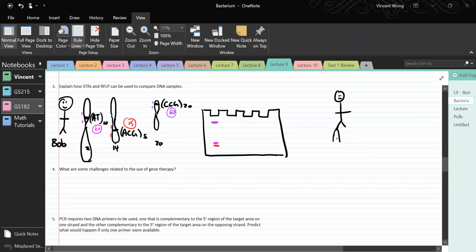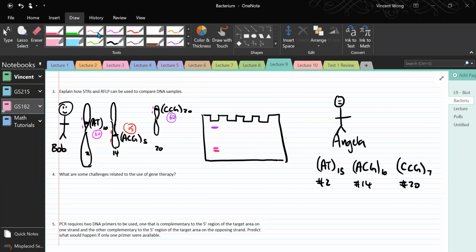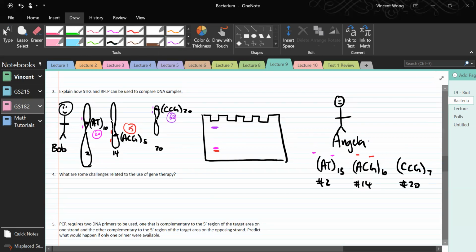Now, for another person, let's say we have Angela here. We're going to look at the same location, on chromosome 2, number 2. I'm not going to draw the chromosome this time. Maybe her tandem repeat is AT 15. On chromosome 14, maybe it's ACG 10. And then on chromosome number 20, maybe CCG, I don't know, like 7 or something. Again, we will use the pink primers for this one, the red primer for this one, and the purple primer for this one.